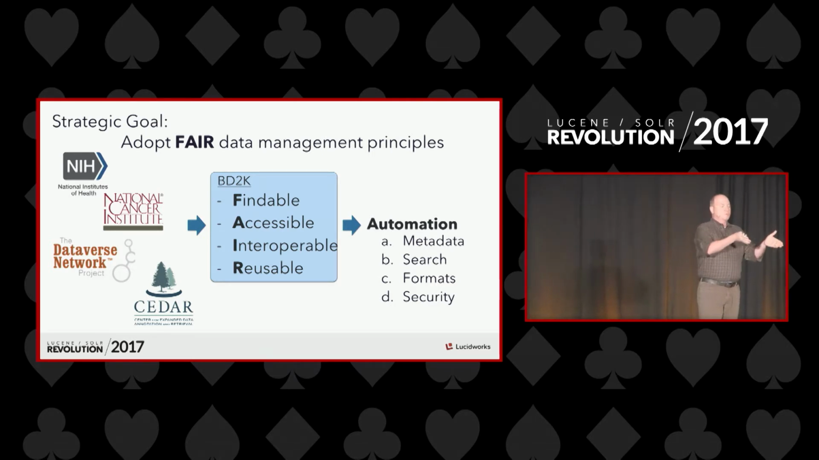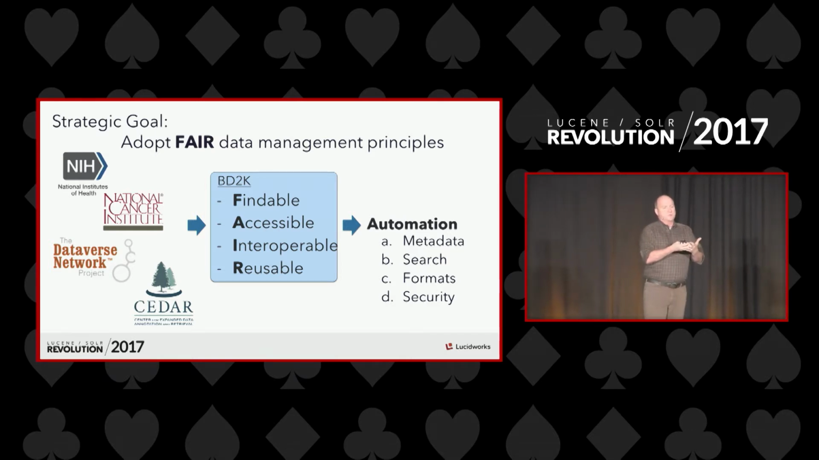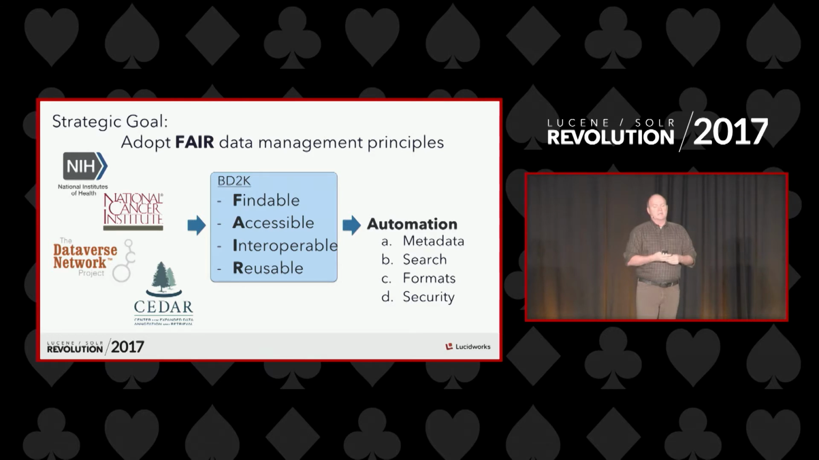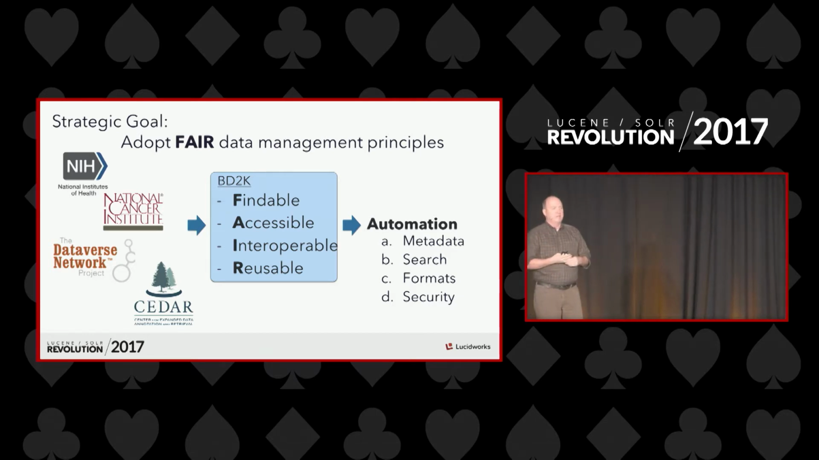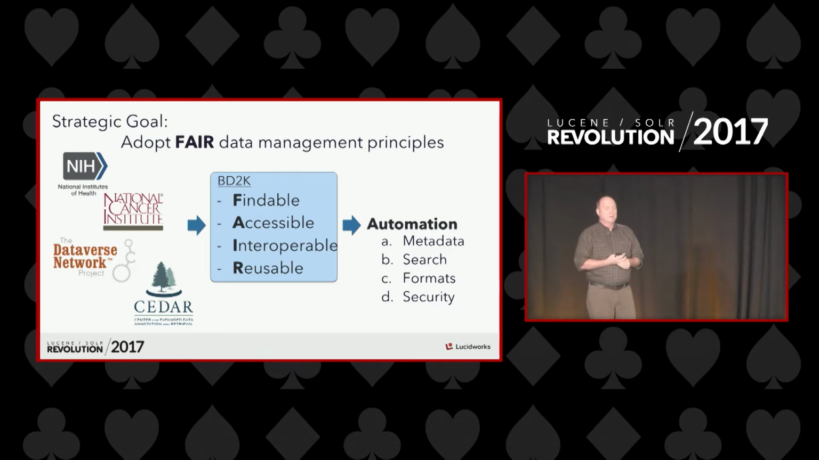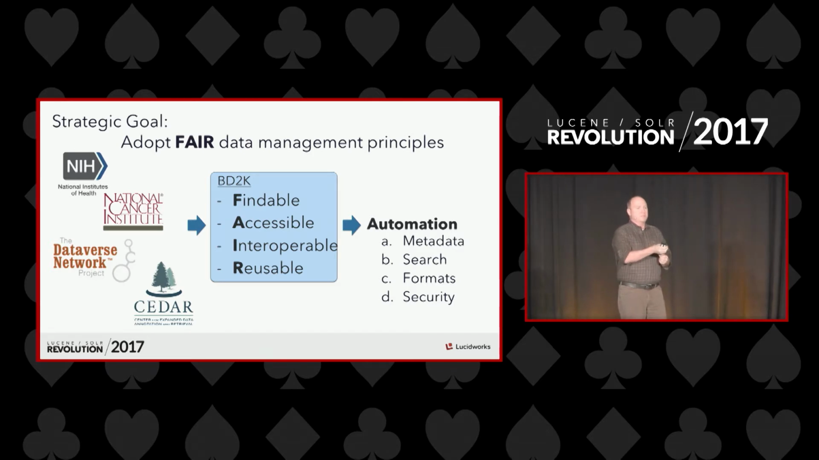This is where, once we've addressed some of this organization and metadata, as we start to organize our data out of those data silos, then we can apply automation, whether it's metadata management and assignment, search and indexing, format structures, and then applying a common security model. So the goal of FAIR isn't just to do better data management, it's really to move us to where we can start doing automation.